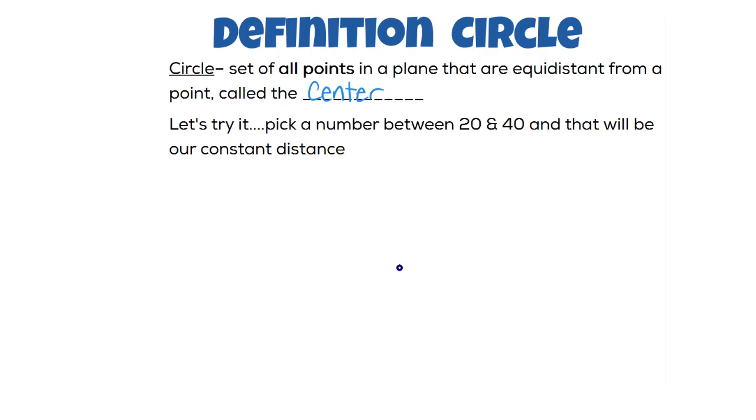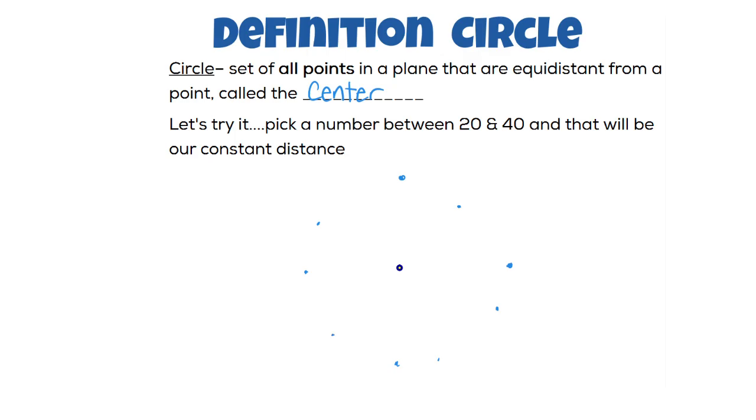Now I'm going to pick a number. We did this in class with a string, so this will be a slightly different scenario for you, but let's say you pick 20 centimeters. And so I want to plot all the points that are 20 centimeters away from this center point. I could put one out here that's 20 centimeters. I could go up 20 centimeters. I could go down. I could go left. I could go anywhere in between as long as I'm 20 centimeters away.